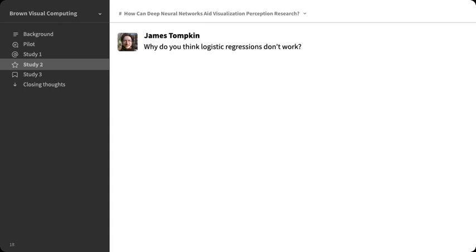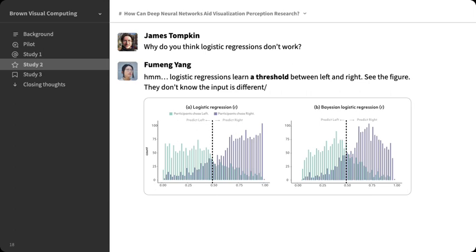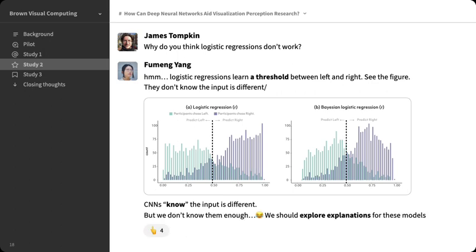So, logistic regressions essentially learn a threshold between left and right when making predictions. They do not know that the input is different. On the other hand, CNNs know that the input is different, but the problem is that we do not know this black box enough in order to explain their generalizability. Therefore, we follow up on this and decided to explore explanations for these neural network models as our study 3.